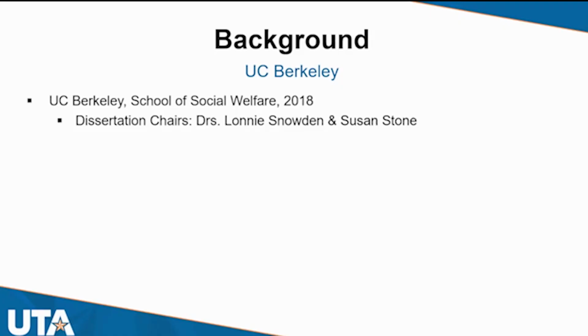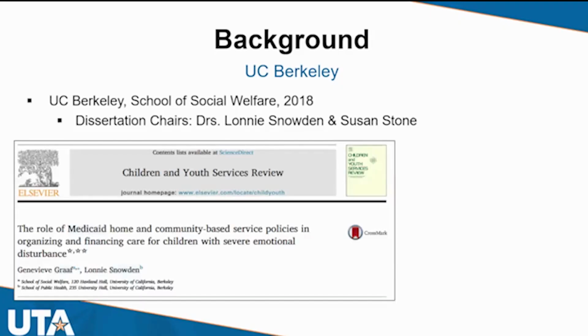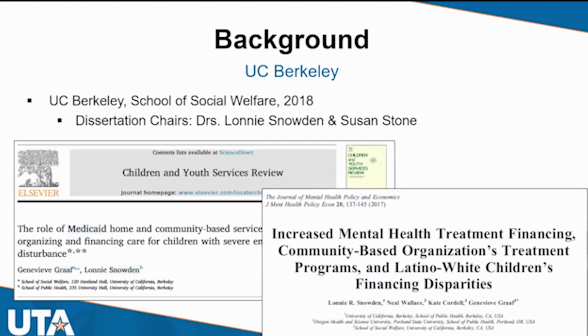I was a graduate from the School of Social Welfare here in 2018, and my dissertation chairs were Lonnie Snowden and Susan Stone. My work with Lonnie started before my dissertation, when I went to him and said, I have this Medicaid policy that I'm interested in, and only some states offer it, and it's for kids with mental health needs. Why has nobody studied this before? Is there something I should know? And he just said, no, states are just hard to study. And I don't think that should stop you.